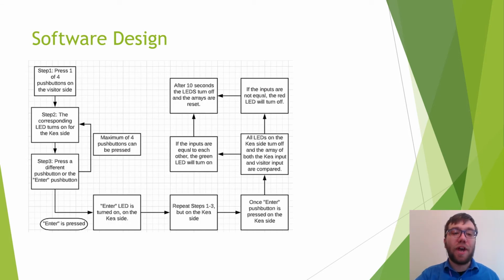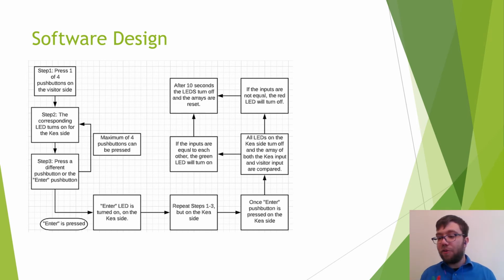This is the logic flow diagram for my project. I do not currently have the project with me, but I made these models to go through this logic flow diagram with you. So this is the visitor side, and this is the Kia bird side. So step 1, you press a push button on the visitor side, and then the corresponding LED on the Kia bird side will turn on. So if I press the yellow push button on the visitor side, the yellow LED on the Kia bird side will turn on.